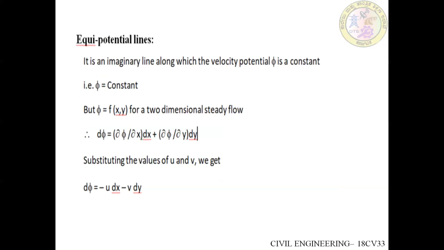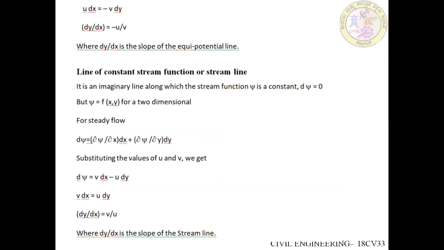Substituting the values of u and v, we will get d phi equals minus u dx minus v dy. Again, dy by dx will be equal to minus u by v, where dy by dx represents the slope of the equipotential line. Next is the line of constant stream function, or a streamline.